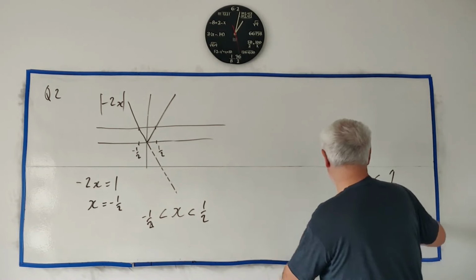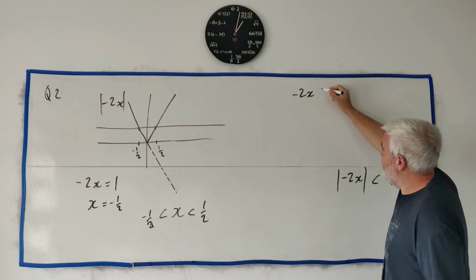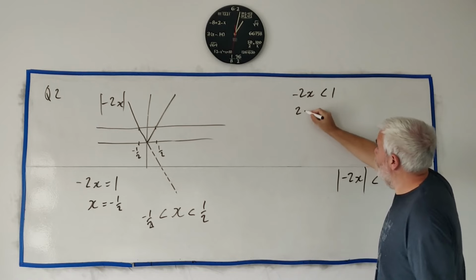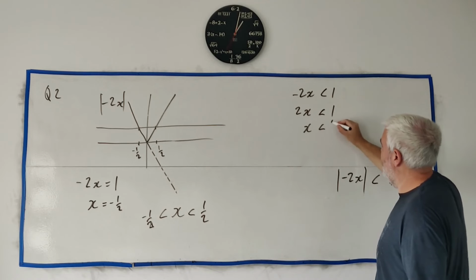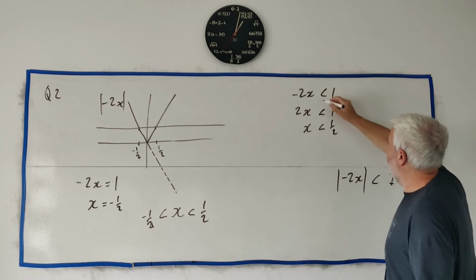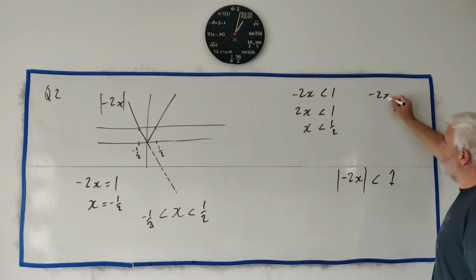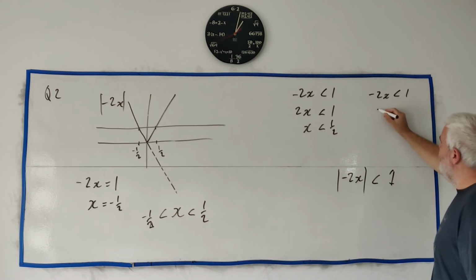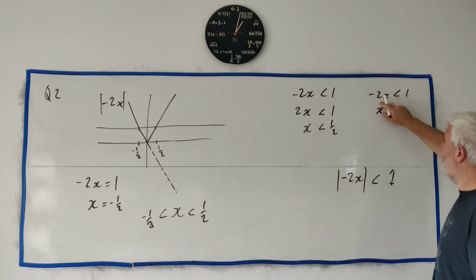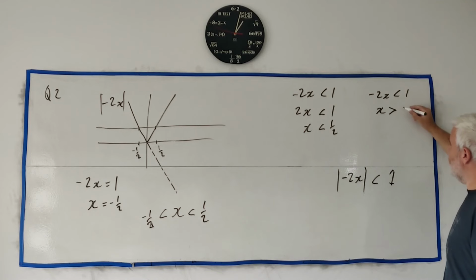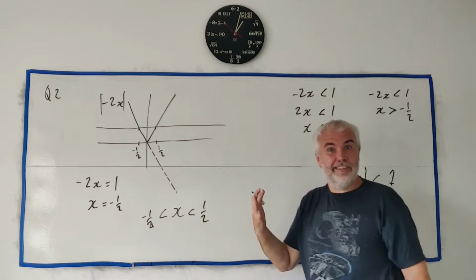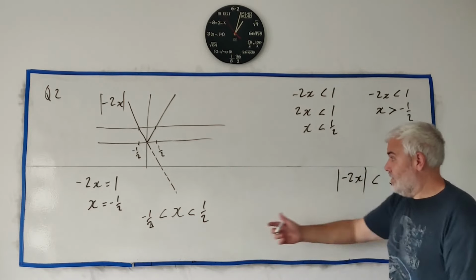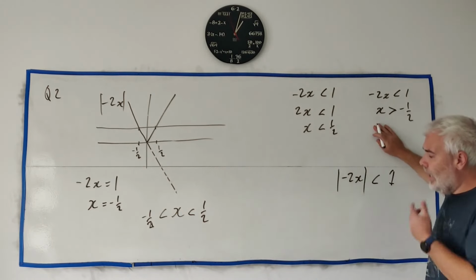Another way to think of that is just from here, you could say minus 2x is less than 1 or 2x is less than 1. This one just says x is less than a half, and let me write this one again here, minus 2x less than 1. This one says x is greater than minus a half, because we're changing signs of both sides, so we have to change the inequality. That's what I got here. That's another way to do that. They want to see this, or that, or this.